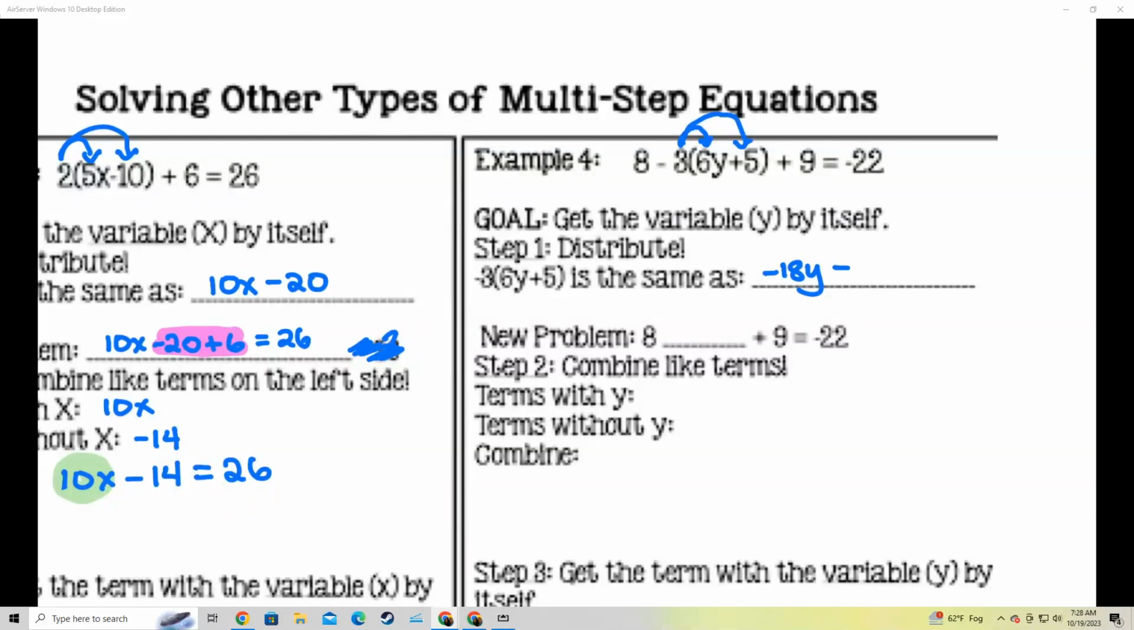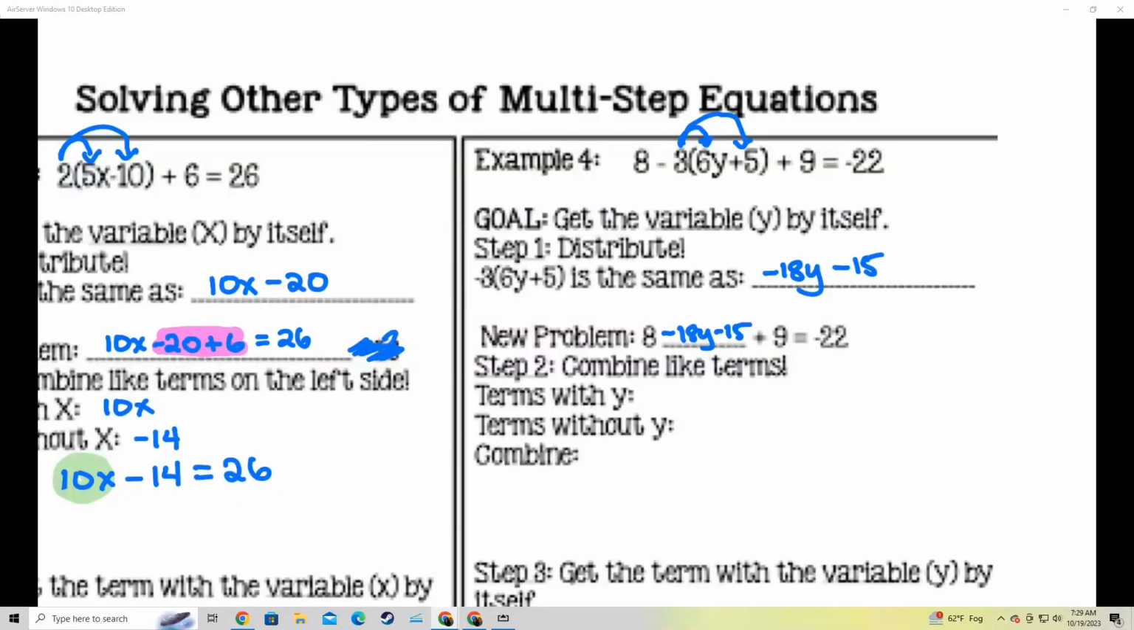And what I end up with is a negative 15. So my new problem is going to be 8 minus 18y minus 15. And I still have the plus 9. I still have the equals negative 22. Okay? So all I did was I distributed.